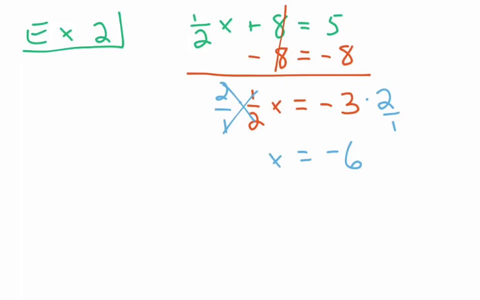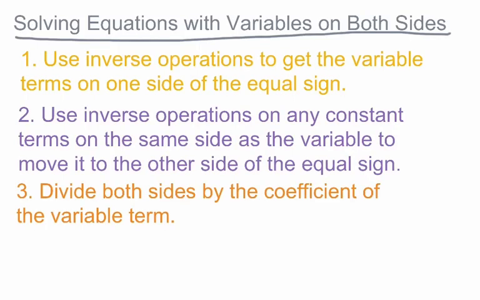Now there's some process to this, and I want to go ahead and write out the steps you can take to make sure that you're solving these problems correctly. Alright, so our steps for solving equations with variables on both sides of the equal sign. First thing that we want to do is use inverse operations. So again, that means the opposite of the operation to get the variable terms on one side of the equal sign. Second thing we need to do is, again, use inverse operations on any constant terms on the same side as the variable to move it to the other side of the equal sign.